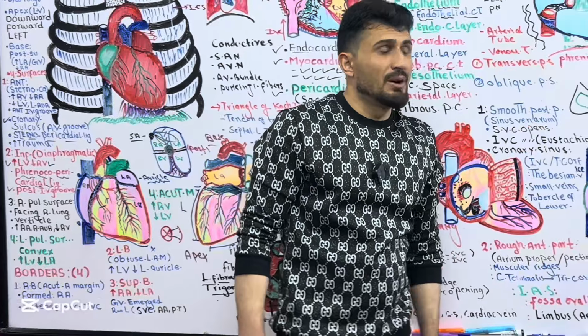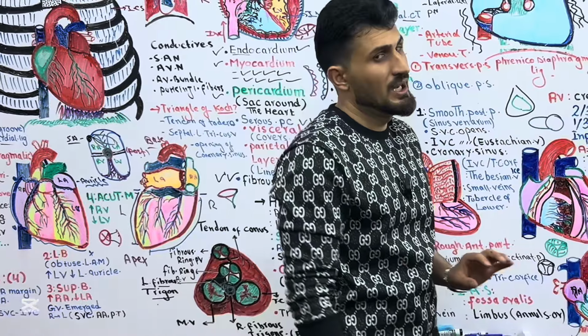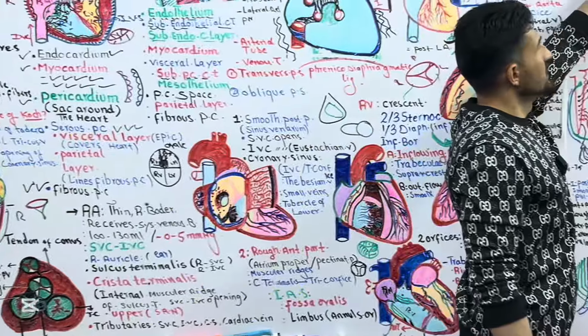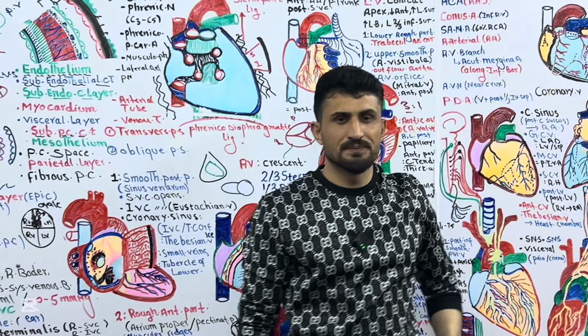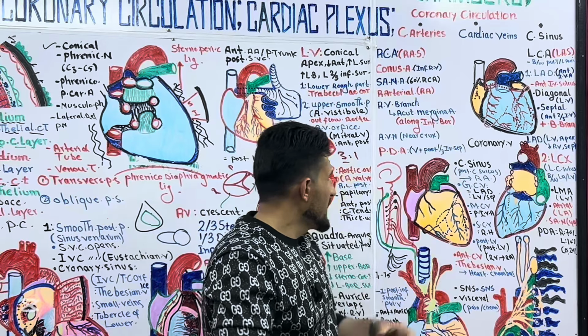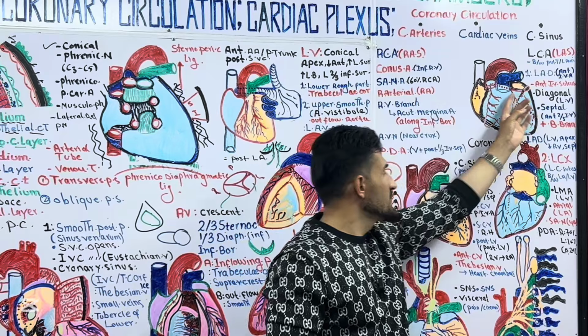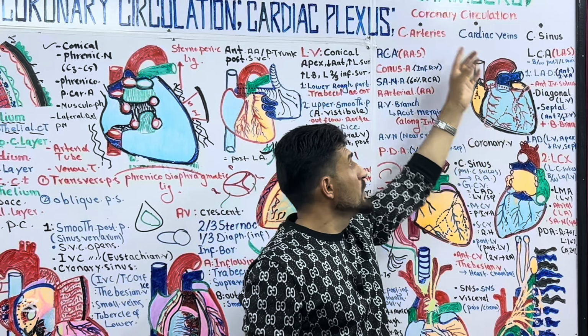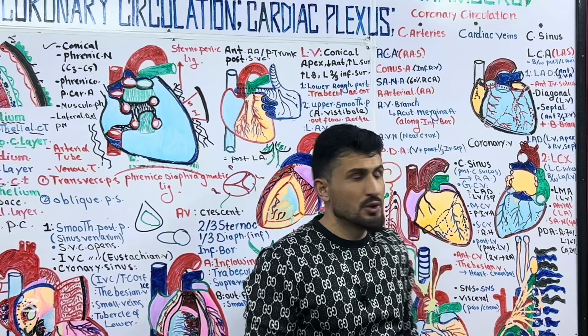Now let's talk about the coronary circulation of the heart. Firstly, coronary circulation. Coronary means crown-like, because these blood vessels turn like a crown in the coronary sulcus. That's why they are called coronary arteries.